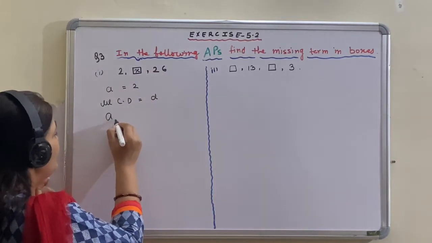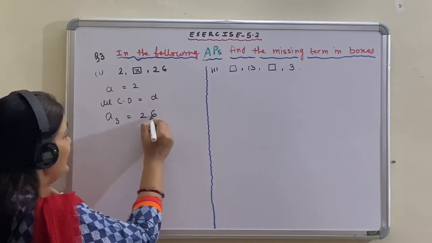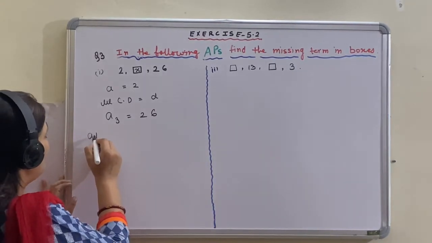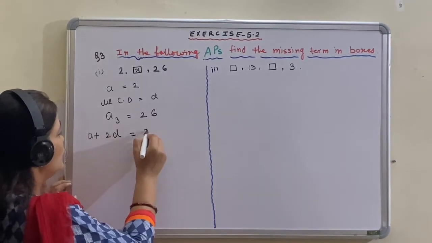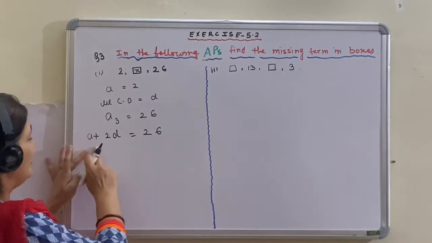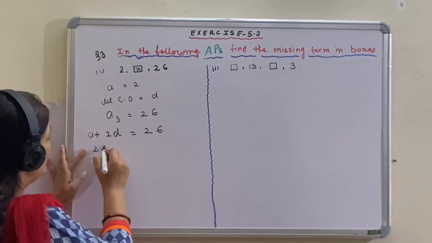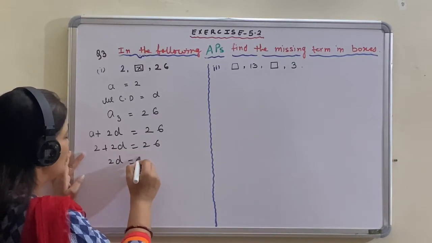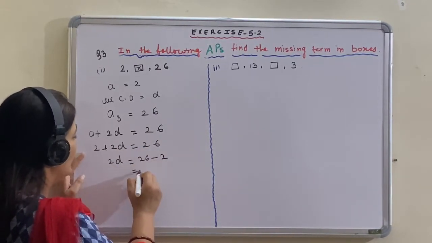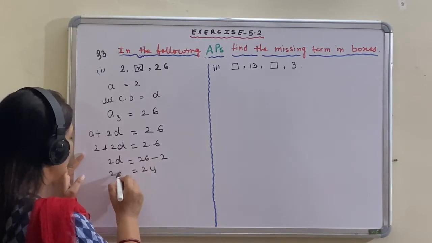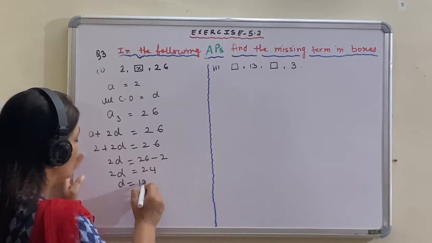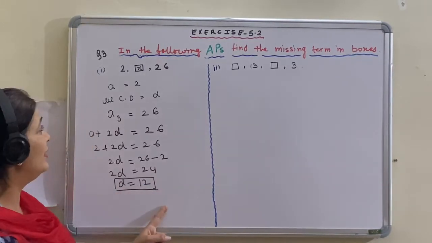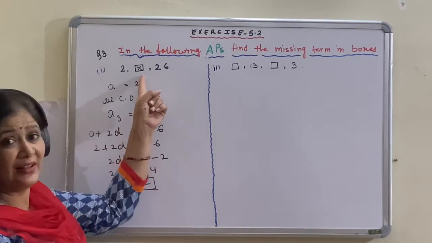Now here 1, 2, 3. It is the third term. Third term is equal to 26, right? And third term is a plus 2d is equal to 26. What is a? A is 2. So 2 plus 2d is equal to 26 and 2d is equal to 26 minus 2, that is 24. 2d is equal to 24 and d is equal to 12. तो आपके पास d कितना आ गया? 12 आ गया.